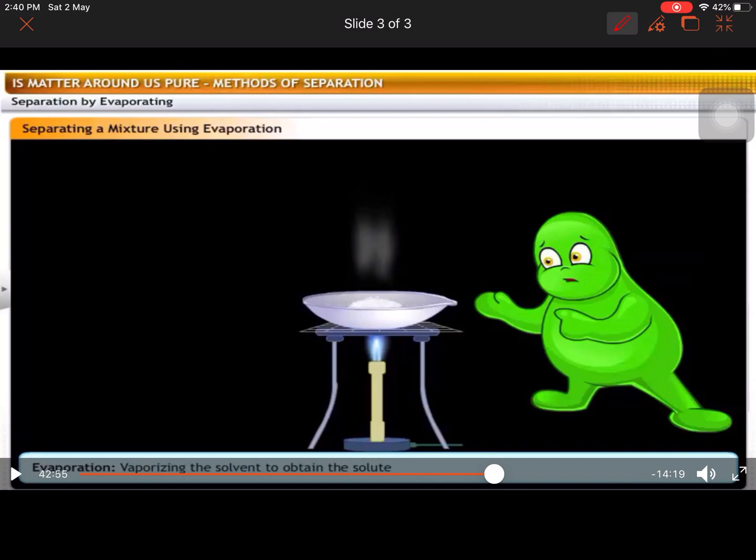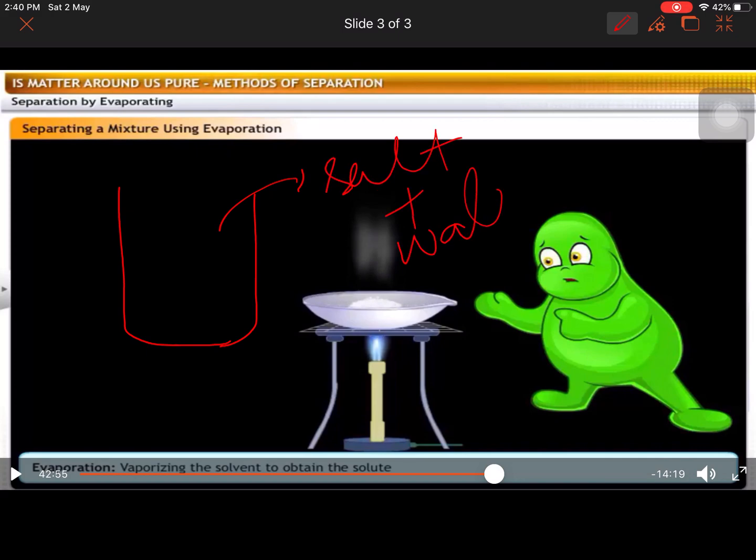See, you know the boiling point of water is 100 degrees centigrade. And what does it mean? It means I am taking a solution of salt plus water. Suppose salt is A and water is B. So I am having the solution of A plus B.